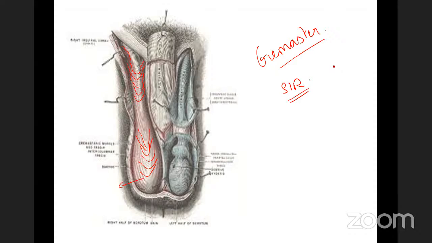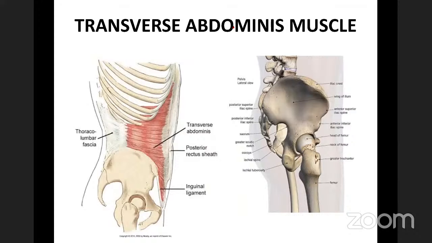One more important thing is that this muscle also helps in thermoregulation; it maintains the temperature of the scrotum. So that is about the cremaster muscle, which is mainly contributed by the internal oblique as well as the transverse abdominis muscle. Now we will discuss the transverse abdominis muscle. With this, we have finished the external oblique muscle and the internal oblique muscle.